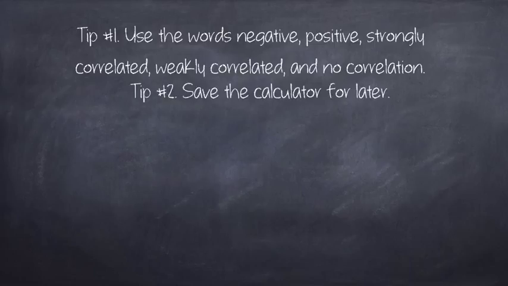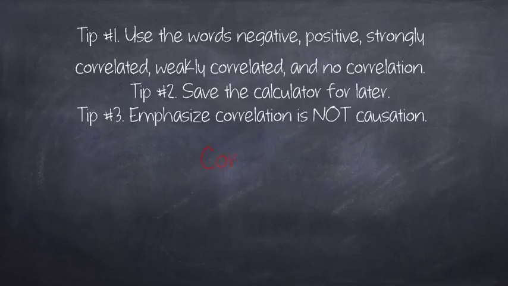The graphing calculator and JMP are important tools in helping students understand and compute correlation and linear regression, but it's important that students build a conceptual framework before using the calculator. The last tip is tip number 3, emphasize that correlation is not causation.